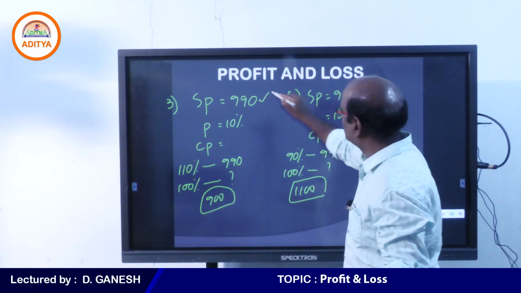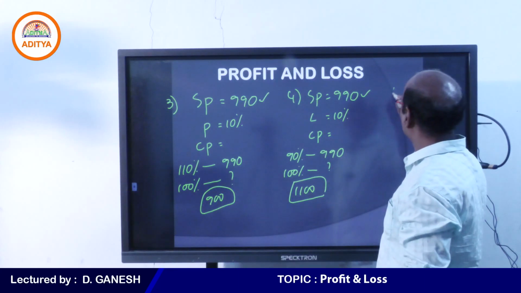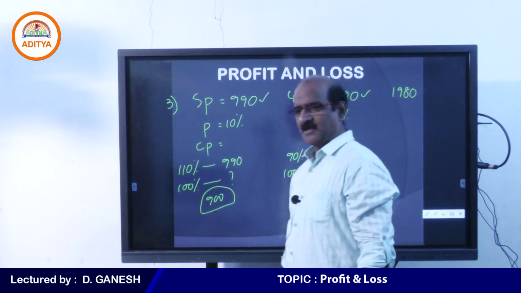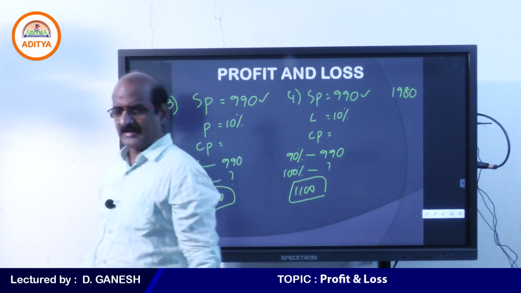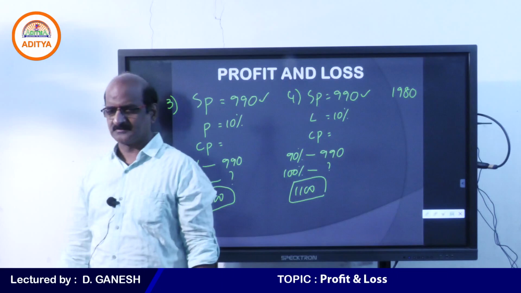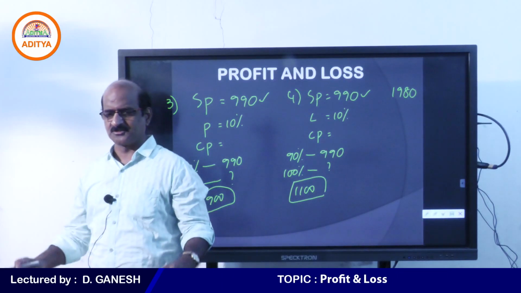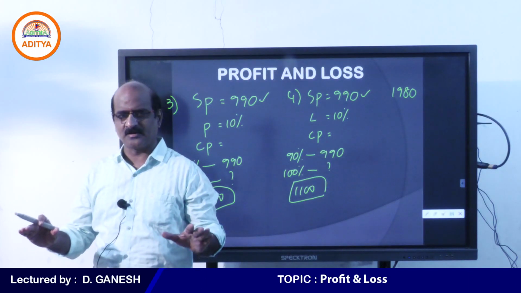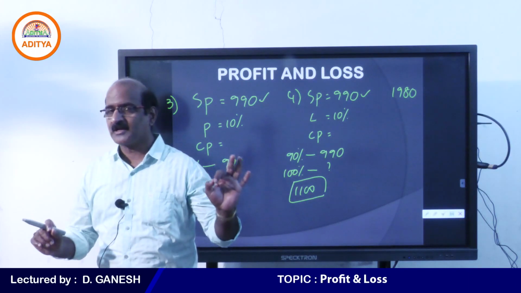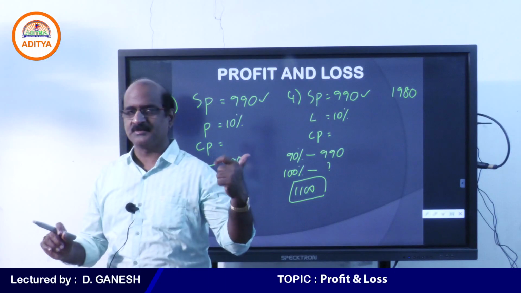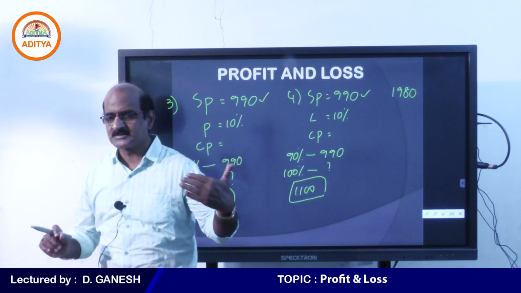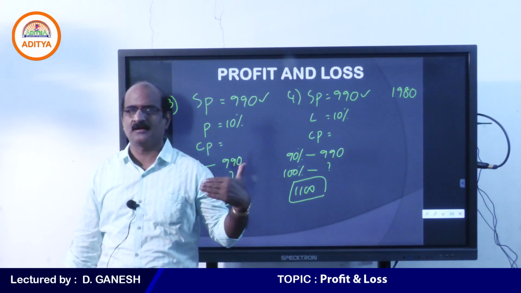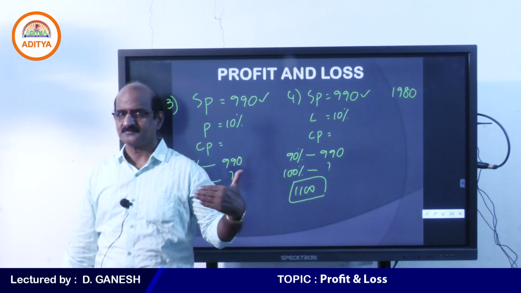The selling price of both the articles is 1980. Am I clear? Listen to me, I need your attention because somebody asked me this question, so I need to explain it. 990 plus 990: by selling both the articles, he got 1980.